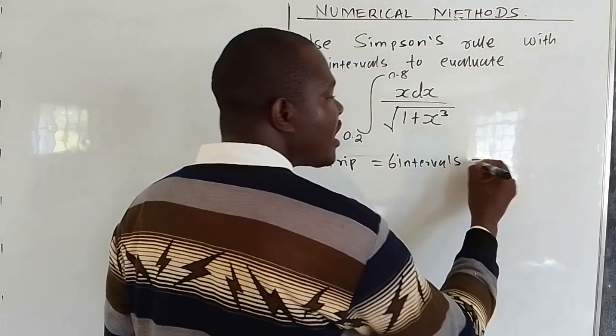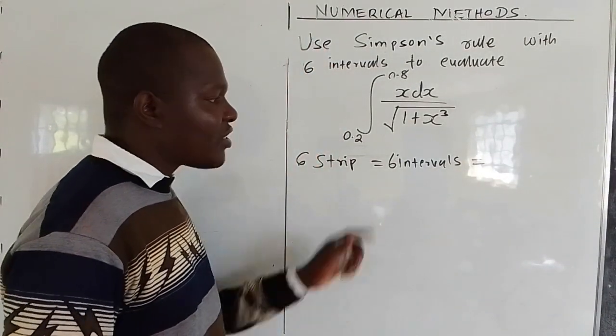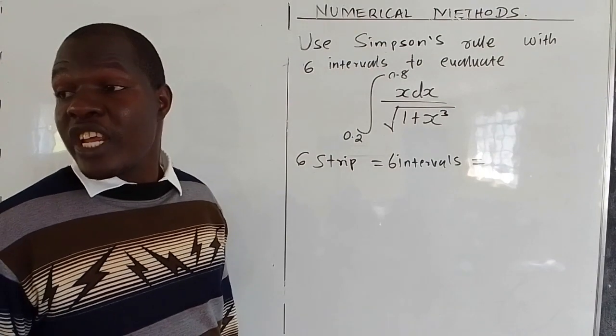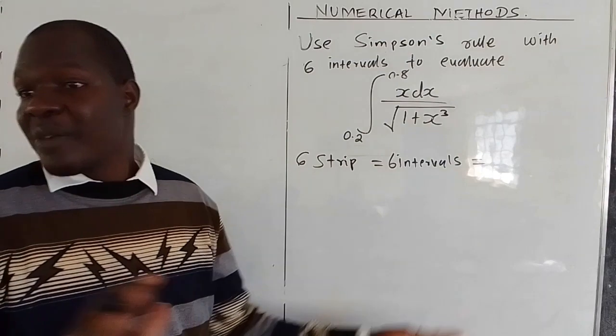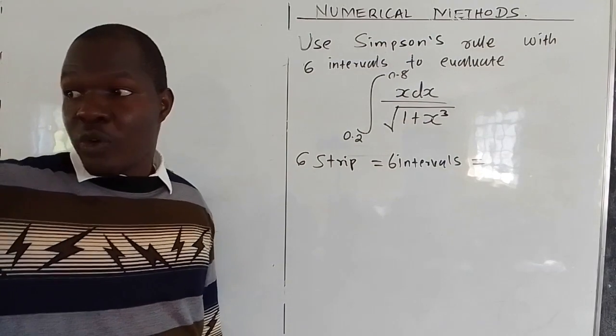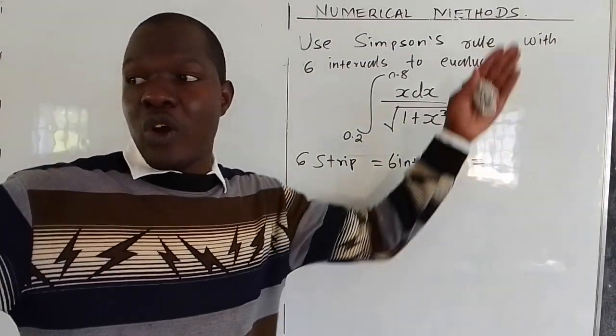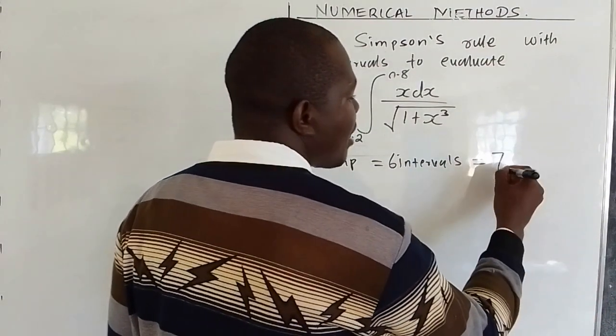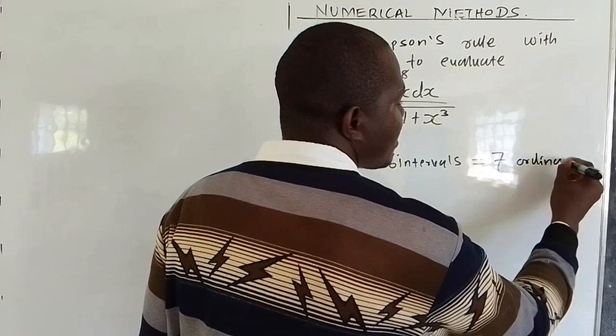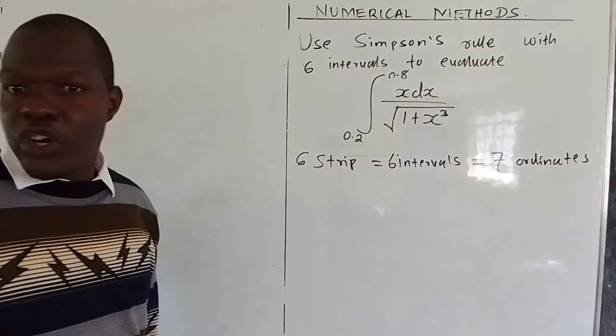So how many ordinates are those? 6 intervals in Simpson's rule. How many ordinates? Ordinates are always more, isn't it? It's only in the mid-ordinate rule where ordinates are the same as strips, isn't it? Ordinates are always more because the ordinates are at both ends, isn't it? So 6 intervals means how many ordinates? 7 ordinates, isn't it?